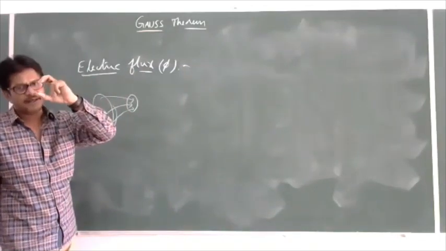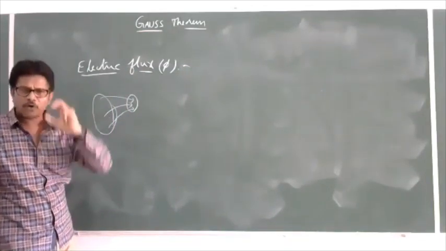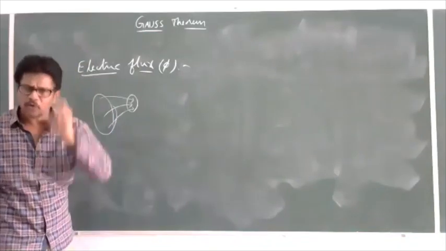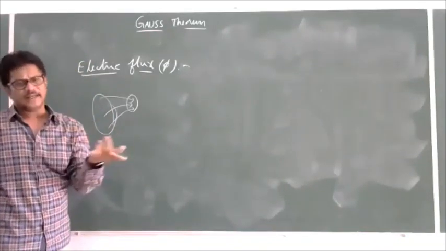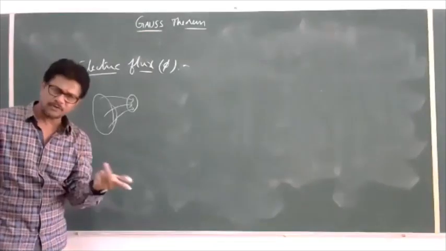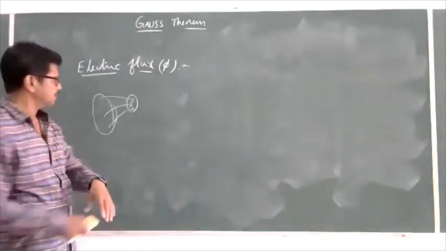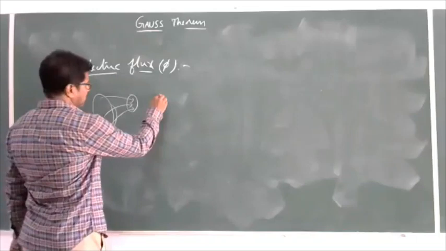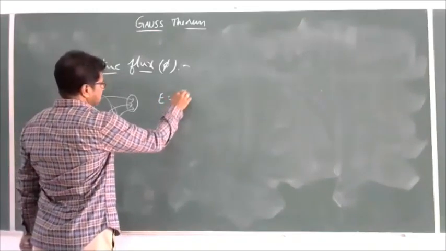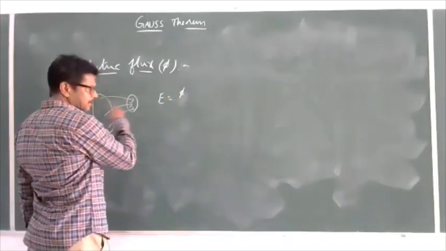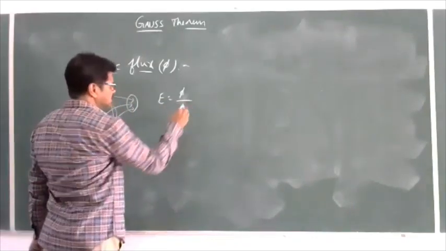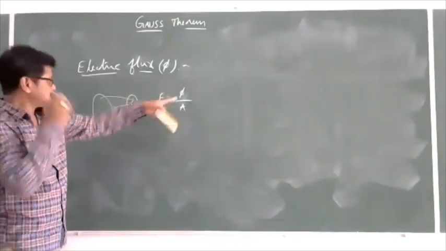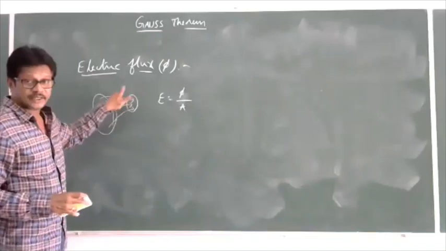In a small area, if more electric lines of force are there, there is more electric intensity. In a small area, if fewer electric lines of force are there, there will be less electric intensity. So based on that, with your permission, I will write. Electric line of force is nothing but flux only. E is equal to flux, which is nothing but the electric lines of force.